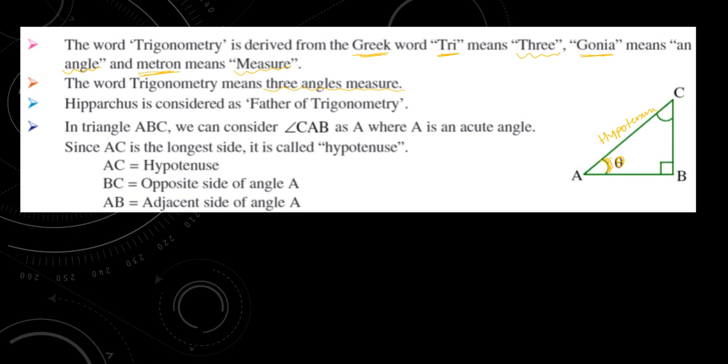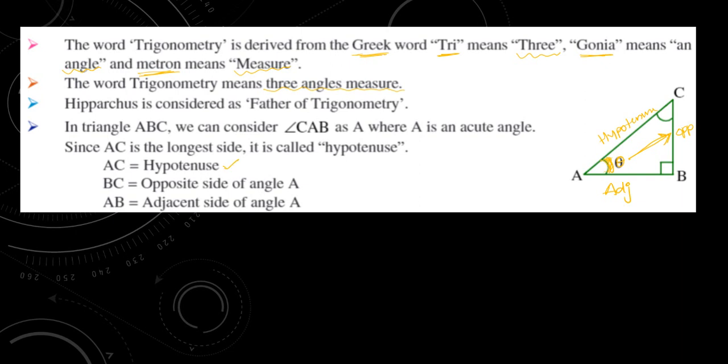Next, based on this particular angle theta, we are going to have the names of the remaining two sides. To this angle theta, this particular side BC we call the opposite side of angle A. So this is my opposite side. Then automatically this other side will become the adjacent side. Basically in this chapter, while discussing the trigonometric ratios, we are going to use these particular notations.